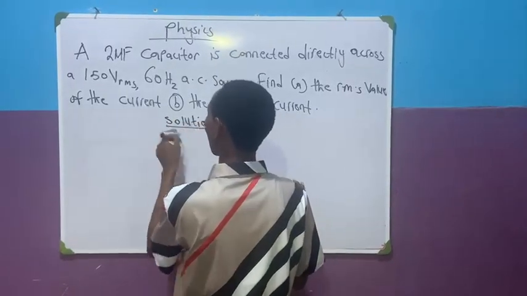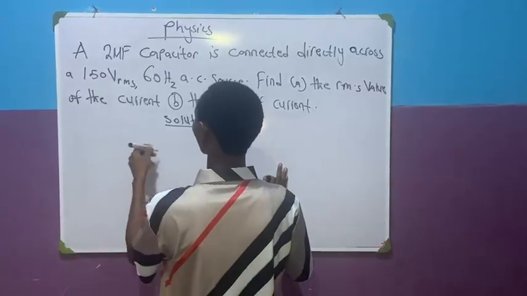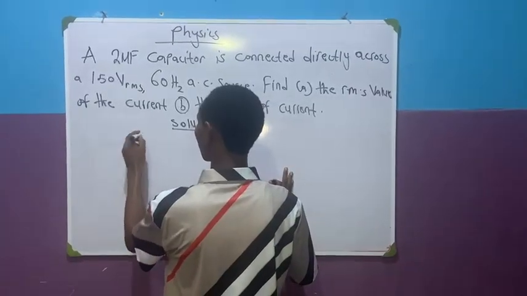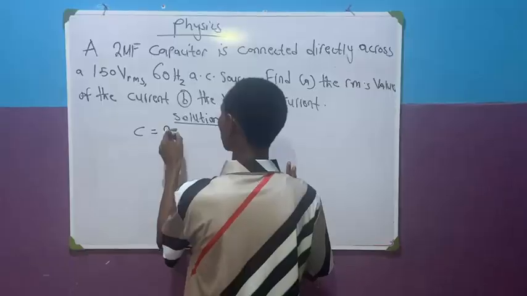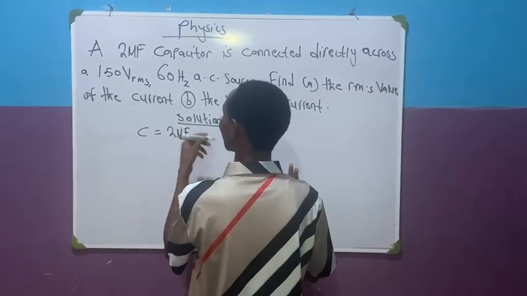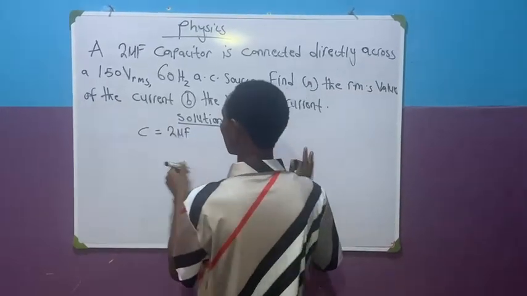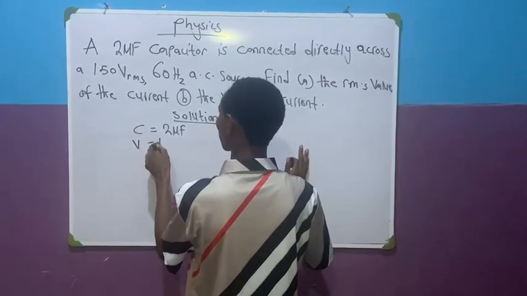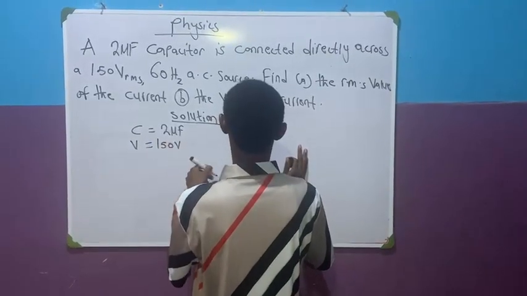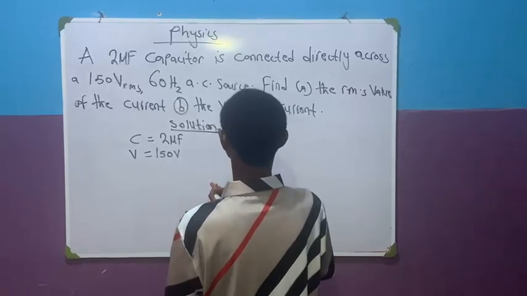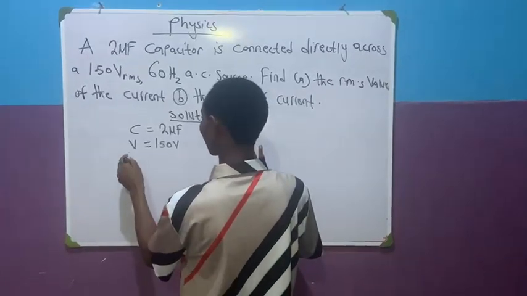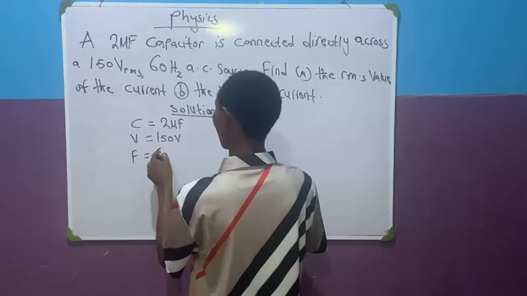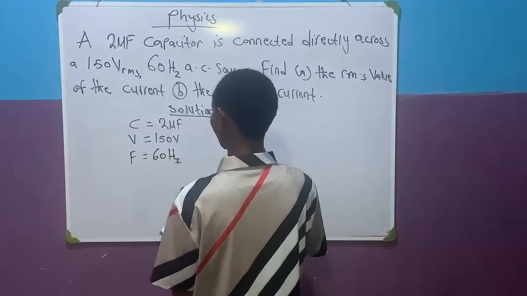So I'm going to write out the values. I have the capacitance C equal to 2 microfarad, and then we also have our voltage equal to 150 volts. So these are the two things given to us. And then we also have frequency f equal to 60 Hz.